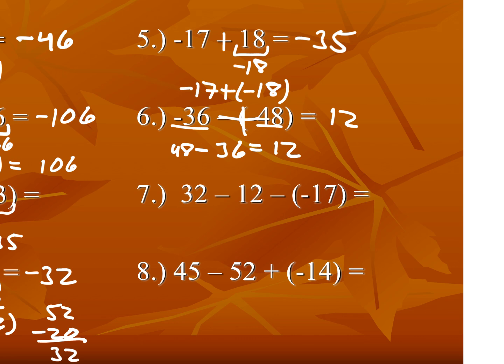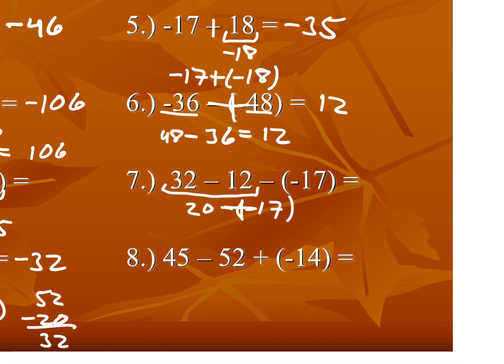Now for number 7, you'll see ones with 3 numbers on your homework. These just go left to right. So start with 32 minus 12. This is just a basic subtraction problem. 32 minus 12 just gets you 20. And then 20 minus negative 17. Change the subtraction to an addition, change the negative to a positive, or big plus. So 20 plus 17 is what this becomes, and that just gets you positive 37.